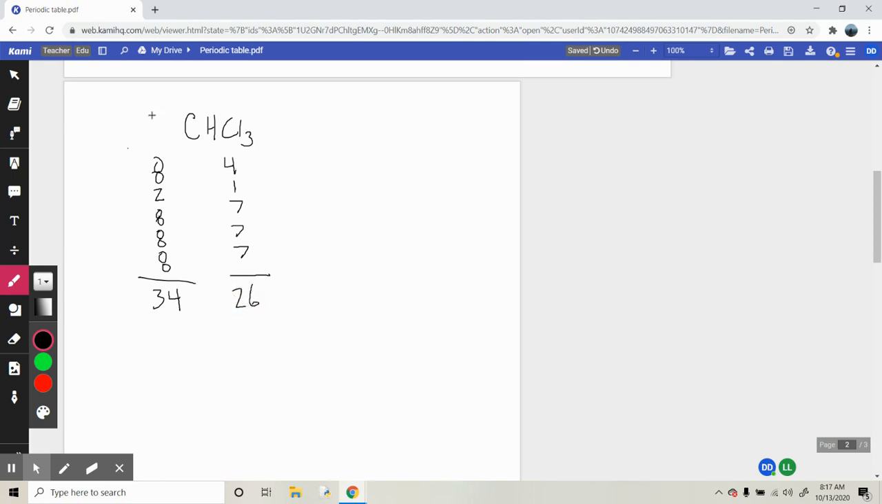Okay, so we add up the octet electrons, we add up the valence electrons, and then we subtract them from one another, and we should get 8. That's how many bonding electrons we have. Well, we divide that by 2, and that tells us we should have 4 bonds.